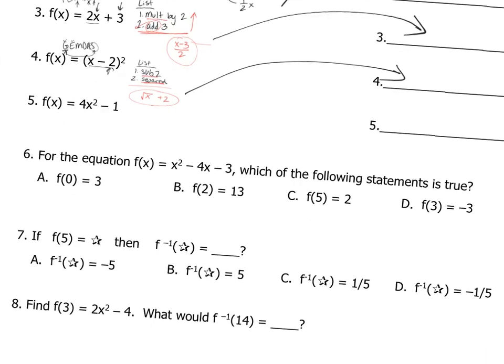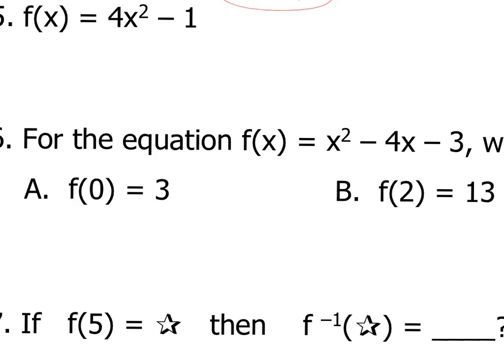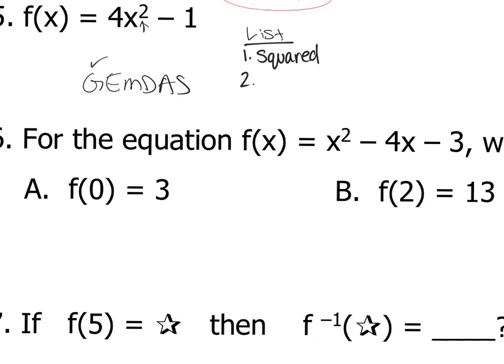And last but not least, number 5. Let's talk about what happened to x. There's no groups, so I need to talk about that exponent first and foremost. I first took x and I squared it. Then I multiplied by 4. And last but not least, I subtracted 1.